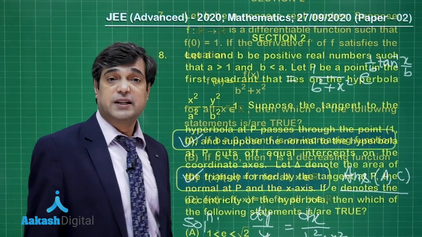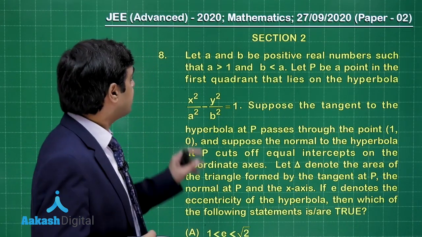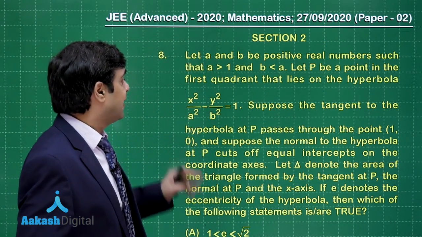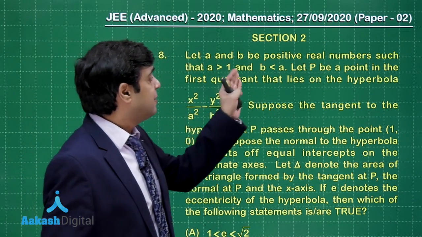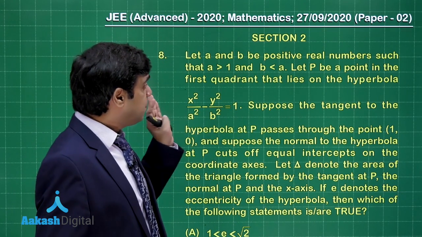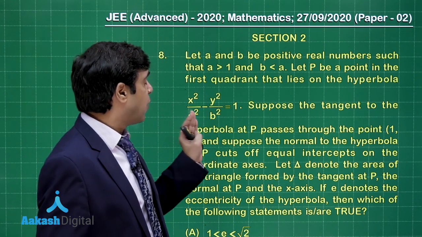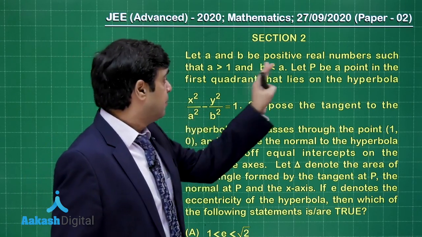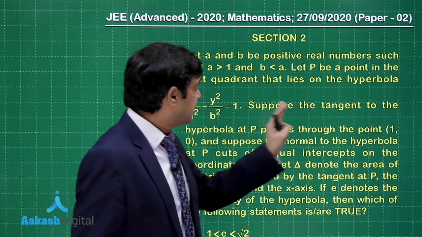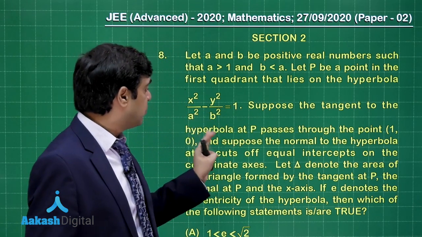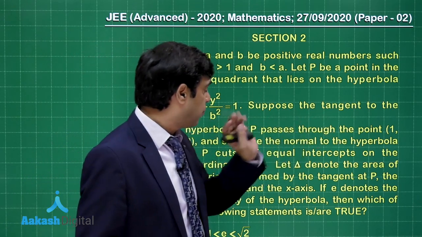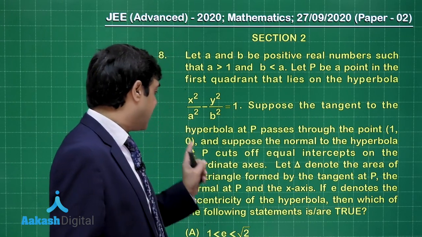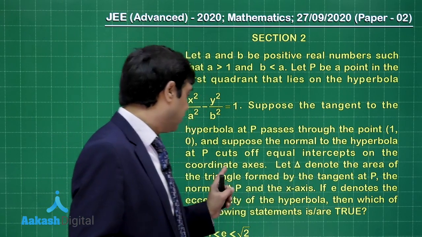Moving on to the next question, that is question number 8. Let a and b be positive real numbers such that a is greater than 1 and b is less than a. Let P be a point in the first quadrant that lies on the hyperbola given here. Here b is less than a. Suppose the tangent to the hyperbola at P passes through the point (1, 0), and suppose the normal to the hyperbola at P cuts off equal intercepts on the coordinate axes.